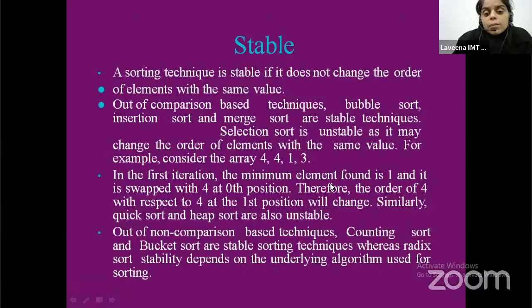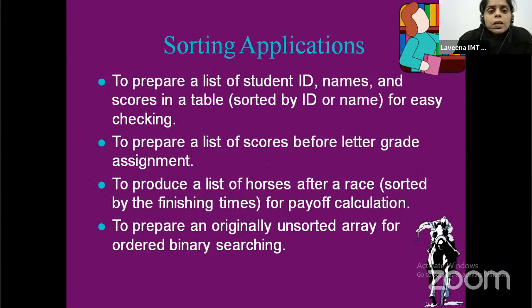In the first iteration, the minimum element found is 1 and it is swapped with 4 at position 0. It means if I swap, the order of 4 with respect to the other 4 will change. Only the sort order changes. Similarly, quick sort and heap sort are also unstable. Out of non-comparison based techniques, counting sort and bucket sort are stable techniques, whereas radix sort depends upon the underlying algorithm used for sorting.